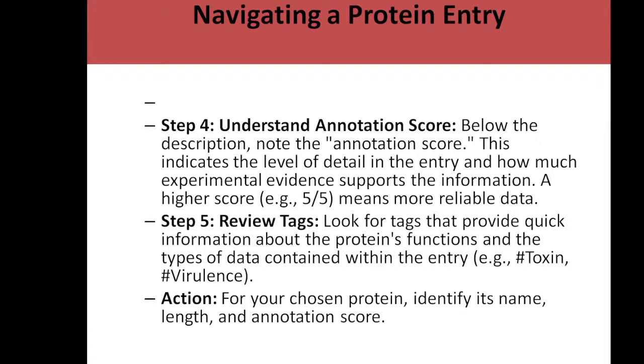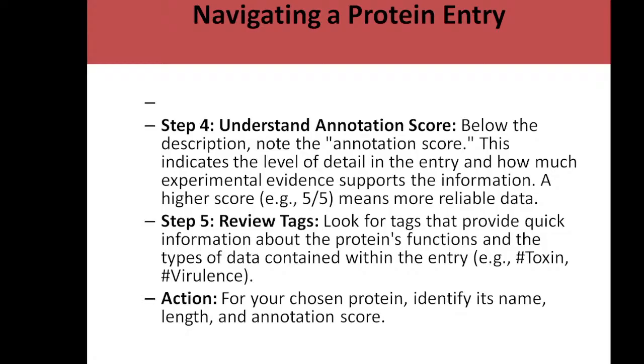How can you understand the annotation score? Below the description, note the annotation score. This indicates the level of detail in the entry and how much experimental evidence supports this information. What that is telling you is that if you have a score of 5 out of 5, it's the most reliable data. If you have 4 out of 5, it is also reliable, but 5 over 5 is more reliable.